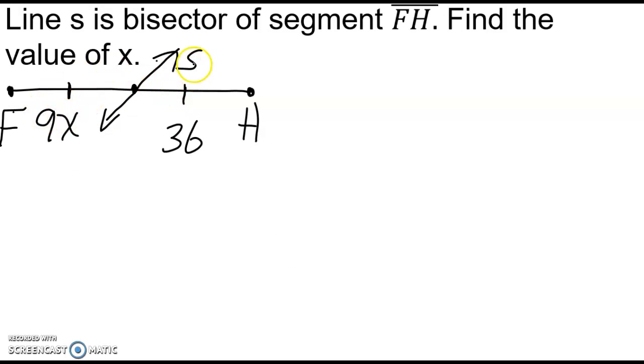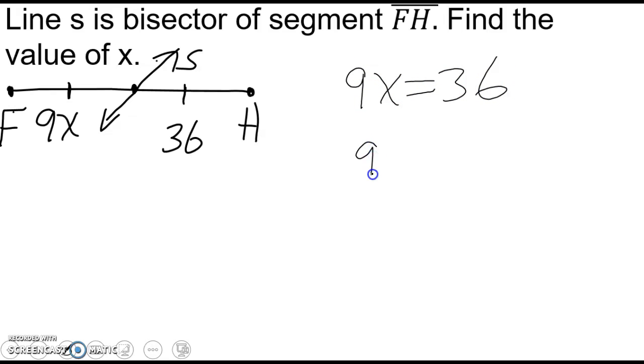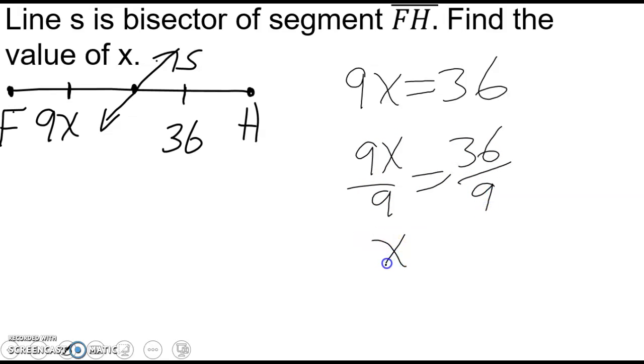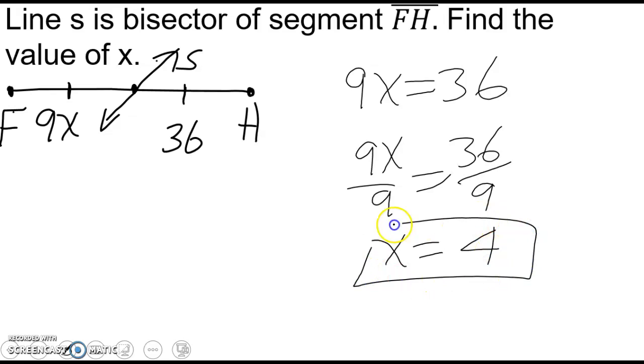How about this? Line S is the bisector of FH. Therefore, this part 9x must equal 36. So 9x is equal to 36. We divide both sides by 9, then x is going to equal 4. We were just asked to find the value of x.